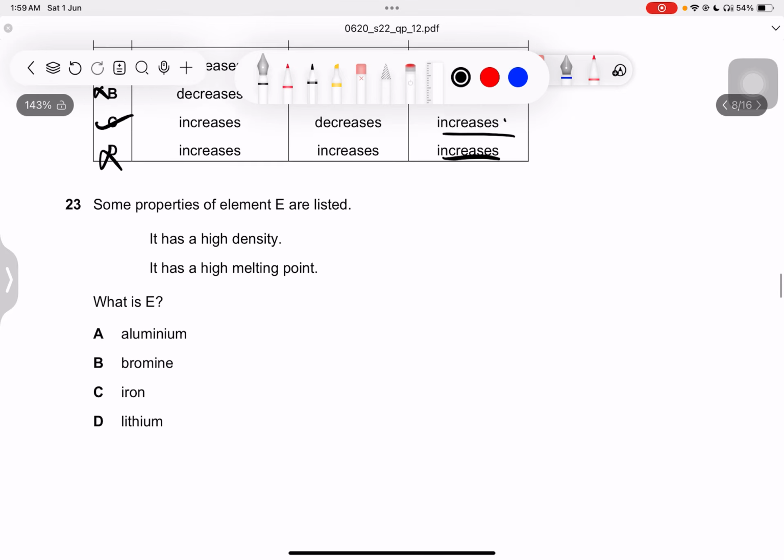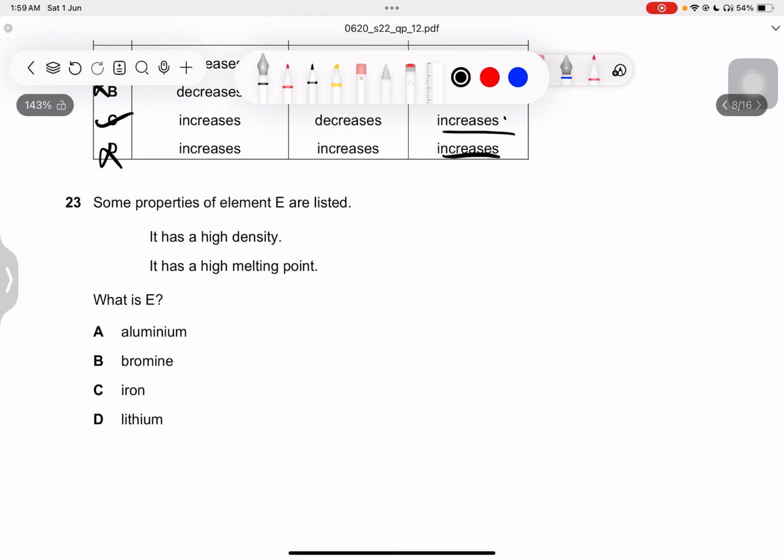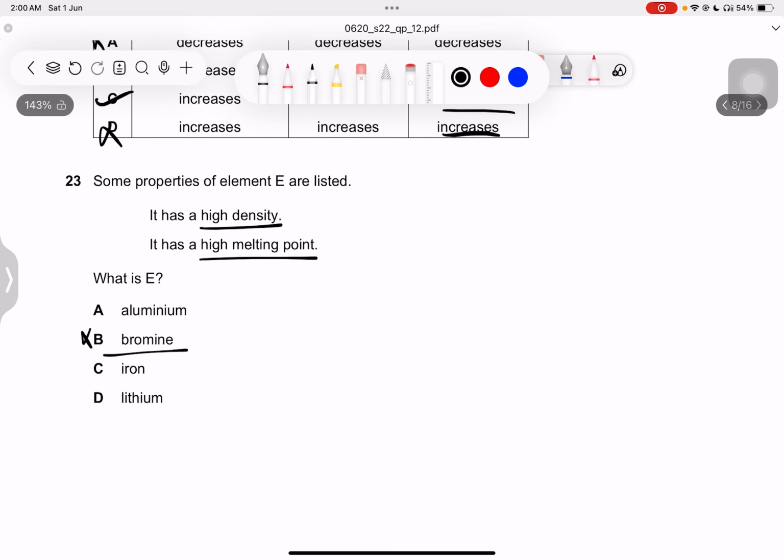Now 23. Some properties of element E are listed. It has a high density, high melting point. So element E is a metal for sure. So bromine is out. It is a non-metal. We have A, C, and D. All are metals. So the highest melting point from these three is of transition elements. The others are not transition elements, and the highest density is also of transition elements. So this is the best answer.